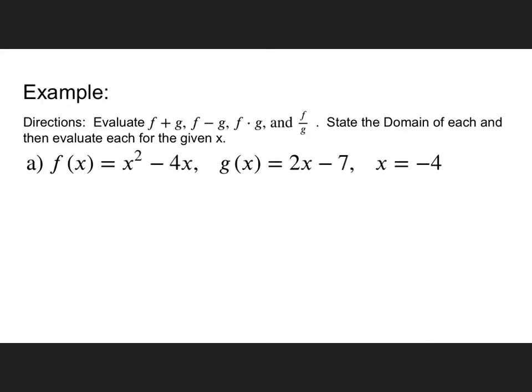So evaluate f plus g, f minus g, f times g, and f divided by g. State the domain of each and then evaluate each for the given x. So in A, we have f of x is equal to x squared minus 4x, and g of x is equal to 2x minus 7. And then later we'll evaluate them for x equals -4. We'll do that each individual separate. So this is like doing really like 8 problems at once. But I think you can do it.